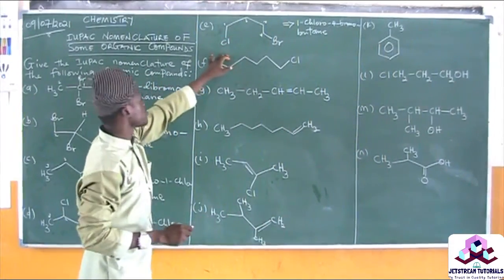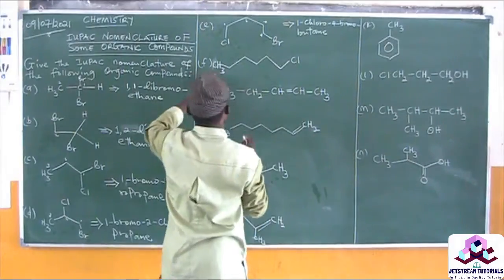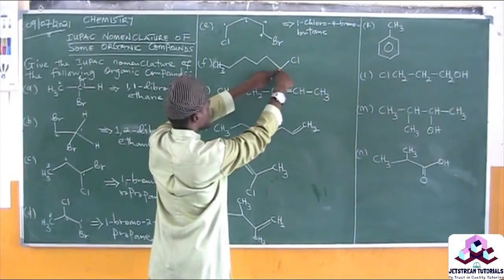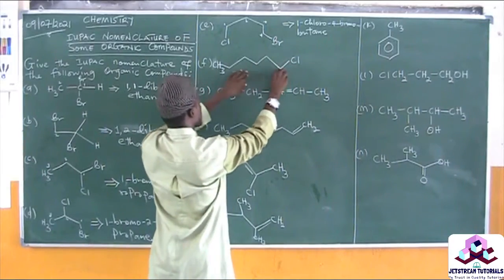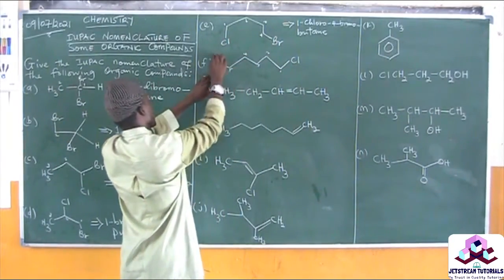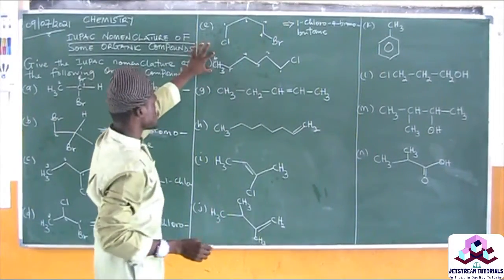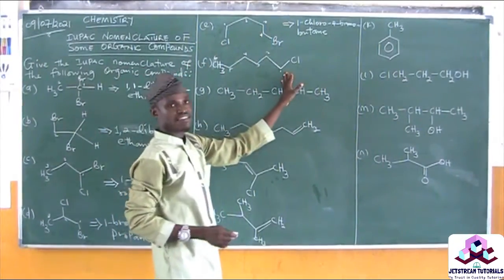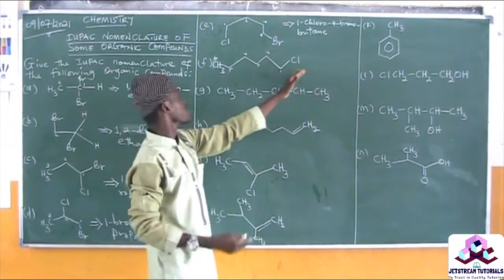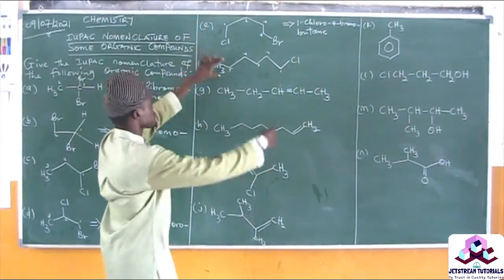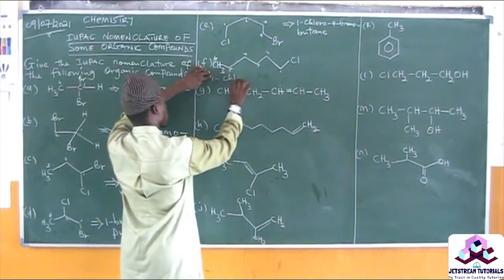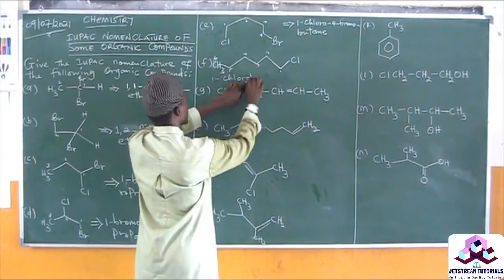Is that okay? Then for this very particular one, numbering will start from here. So our carbon atom is here, not here. So 1, 2, 3, 4, we got 5, we have 6. So the parent name here is hexane. We are dealing with a saturated substituted alkane. So we have hexane. This is going to be 1 chlorohexane.